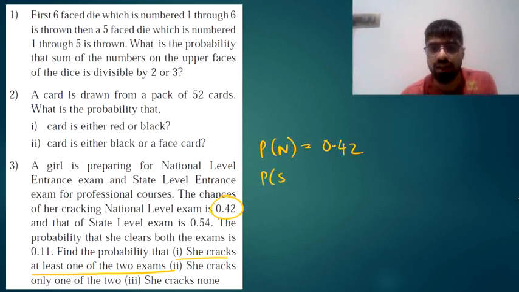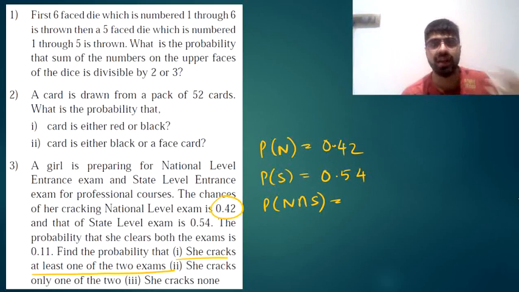P of the state level exam is 0.54, and P of national level intersection state level, that is clearing both the national level and the state level examination, the probability for that is 0.11. Clearing at least one of them means either one or both of them, and that is represented by N union S.